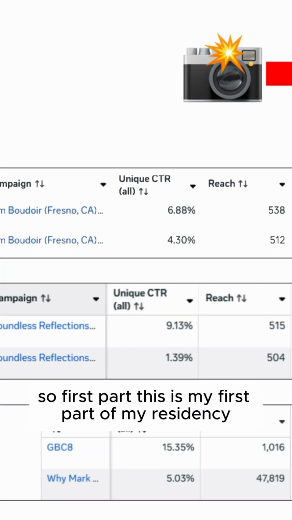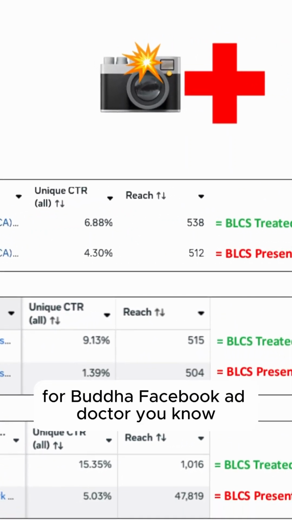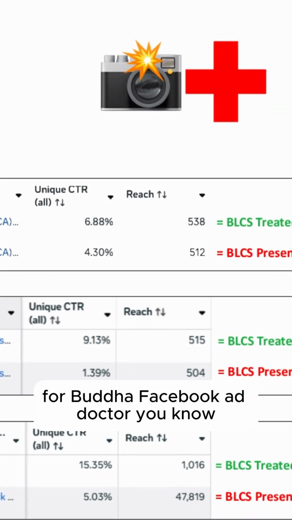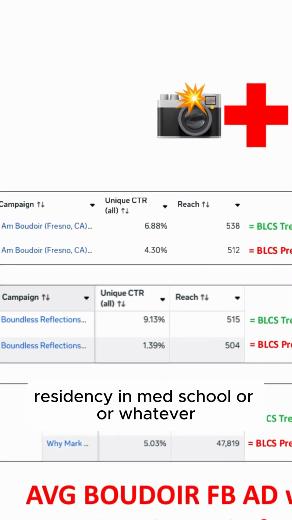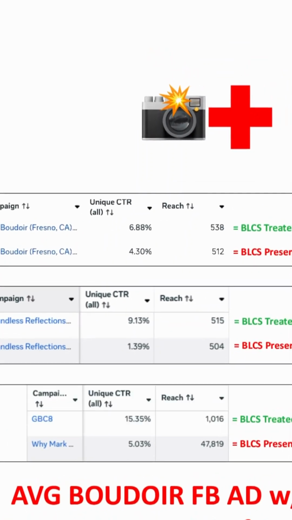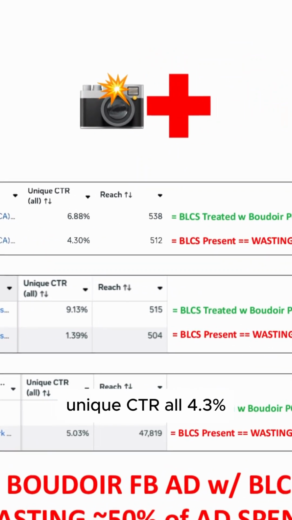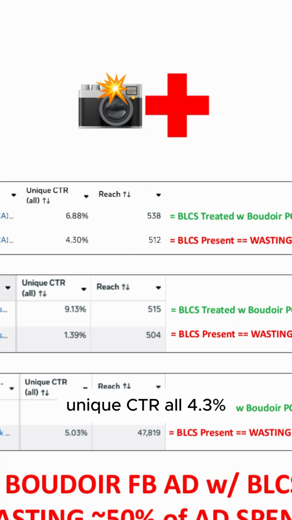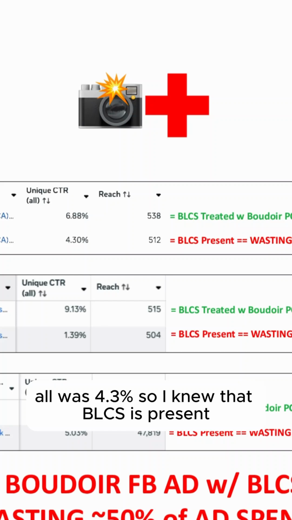So this is the first part of my residency for Boudoir Facebook ad doctor, residency in med school or whatever the progression was. I found a Boudoir Facebook ad out there in the wild. Unique CTRL 4.3%. So that's under 6%. I took it in the hospital, tested it, and found out unique CTRL was 4.3%. So I knew that BLCS is present.